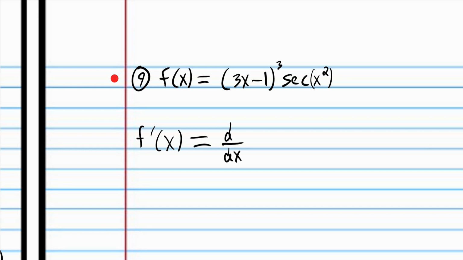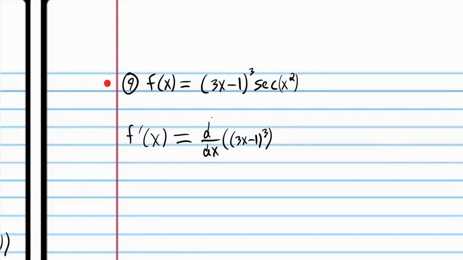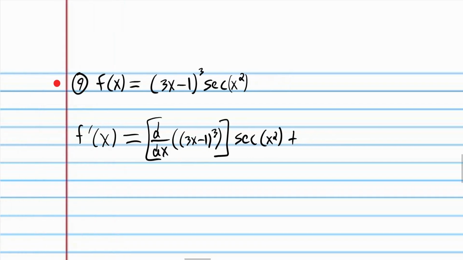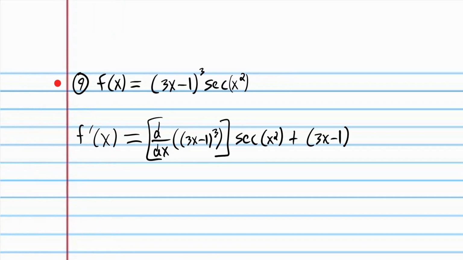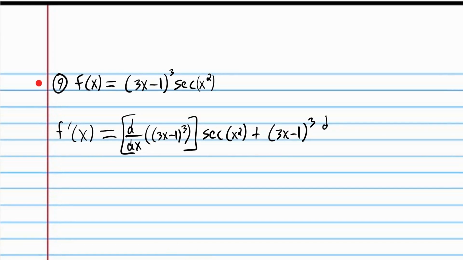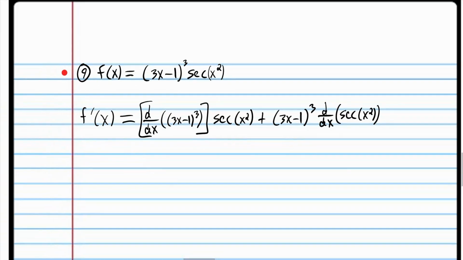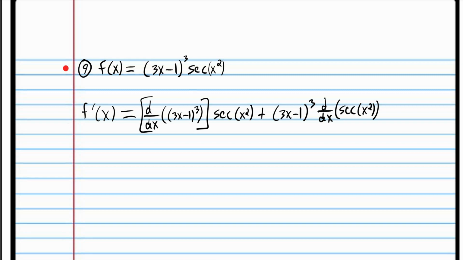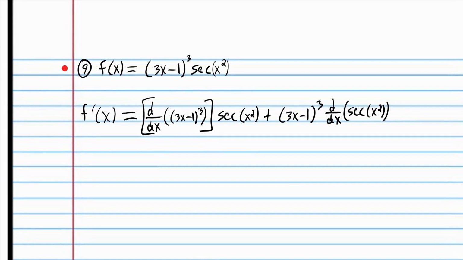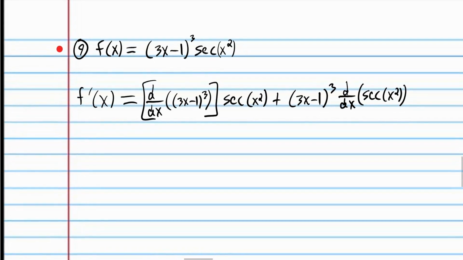So we find the derivative of the first expression, and we multiply that by the second expression, and then we add the first expression multiplied by the derivative of the second expression. Again, this is what you do when you have a product. We have to use the product rule. So let's find the derivative of this first expression.